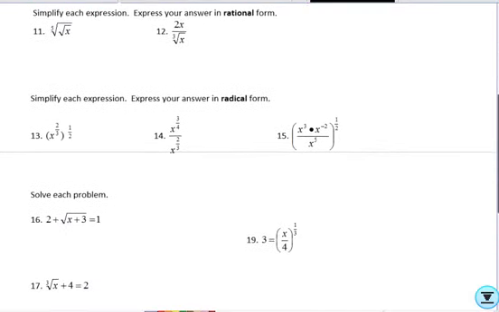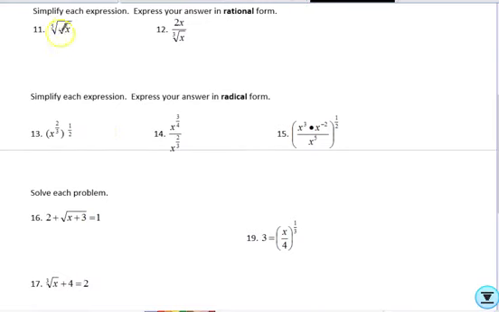All right, simplify each expression. When you have the radicals, we have to change them to exponents. That square root is a 1/2 power, and the fifth root is a 1/5 power. Power to a power, we multiply the exponents. We get 1/10.